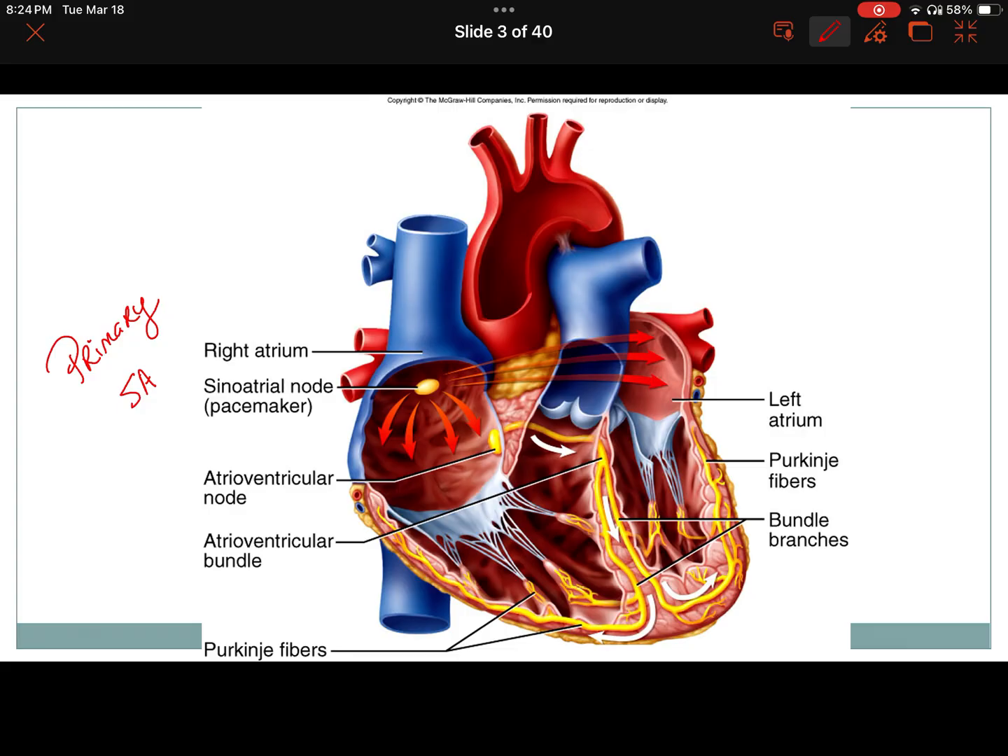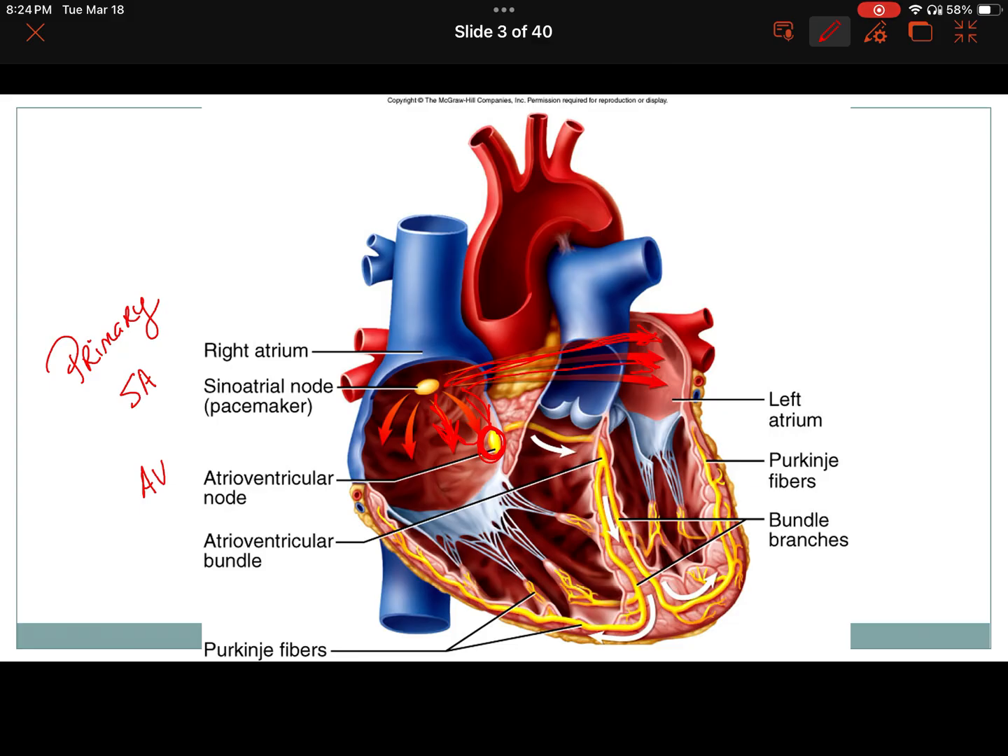And then from the SA node, you have these little pathways. You can kind of see them here. They kind of show arrows. Those pathways are considered those internodal pathways, and they are transmitting electricity down here to our next spot, which is the AV node.